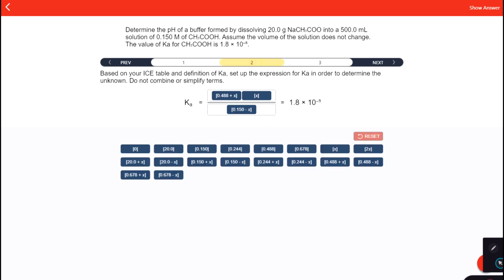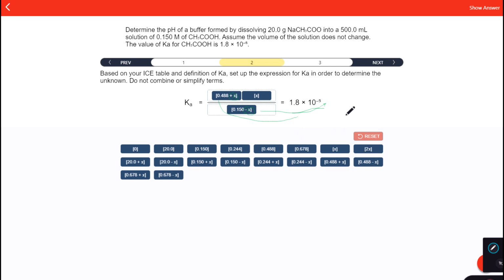To do that, we're going to cancel this X here, cancel this X here, and we're going to solve for X. So first thing I'll do is 1.8 to the negative 5th multiplied by 0.150. So I'm bringing this up over here. Then the next thing I'll do is divide the whole thing by my 0.488.